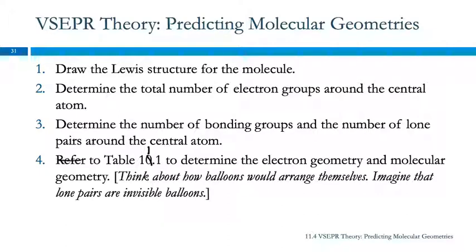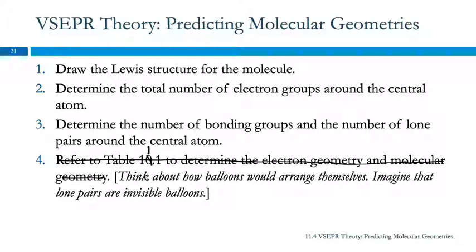No. Because I'm not going to give you that on an exam. I should have zoomed out further. Think about how balloons would arrange themselves, and then imagine that the lone pairs are invisible balloons. Describe the shape. Okay? That's what you do. Then you could use the table to check yourself.